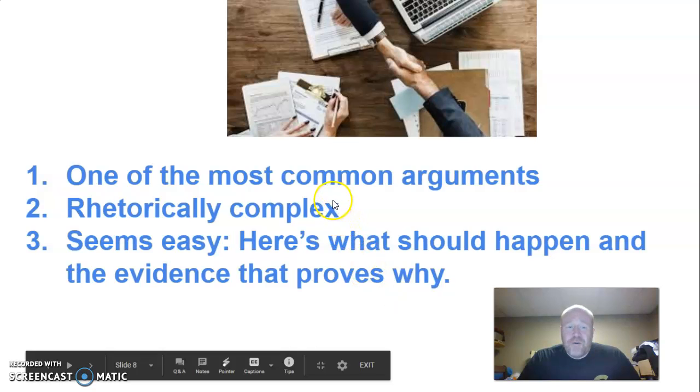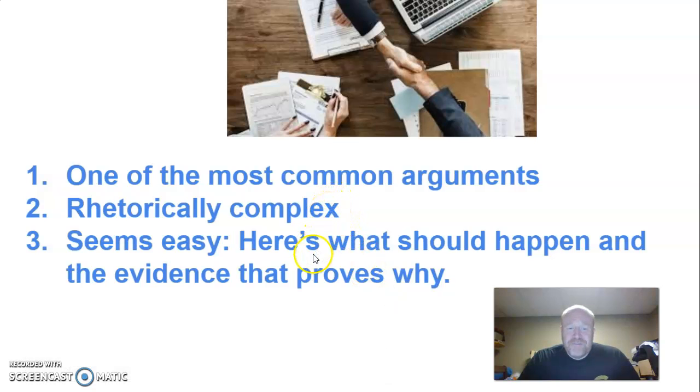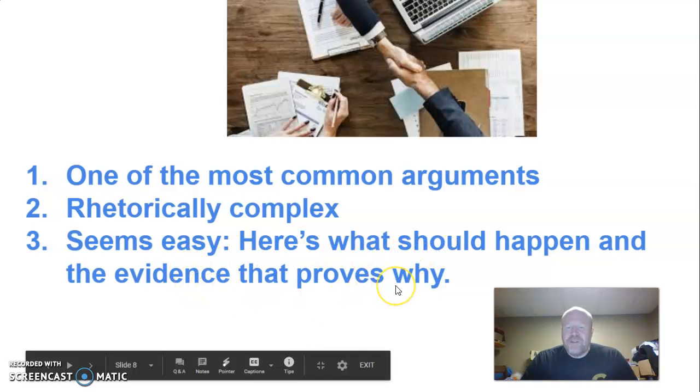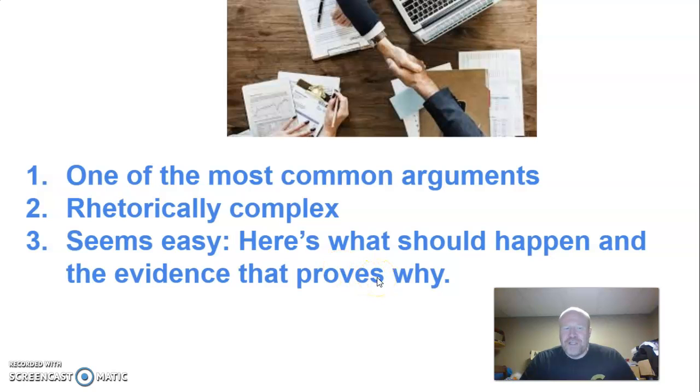So again, it's one of the most common arguments. It is a little complex. Here's what should happen. Here's the evidence that proves why. Or here's what should not happen, must not happen. Here's the evidence that proves why it should or must not happen.